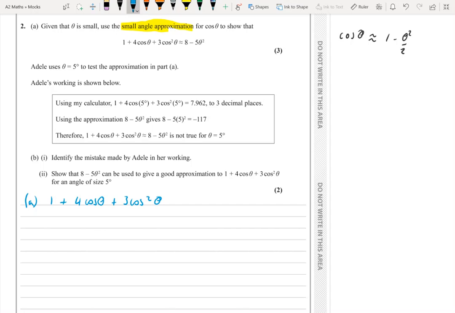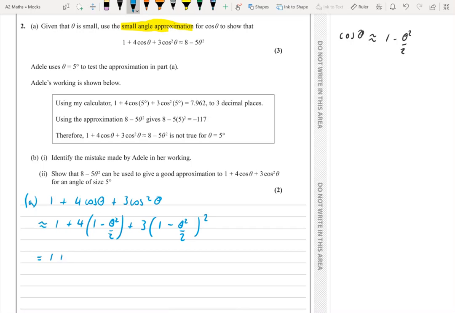We're going to bring our approximations into that, so that's going to be roughly equal to 1 plus 4. Now cosine theta gets replaced with 1 minus theta squared over 2, plus 3. Now cosine squared theta, so we've got our approximation for cosine, and that's going to get squared. And our approximation again is 1 minus theta squared over 2. Now we just need to expand and simplify these things.